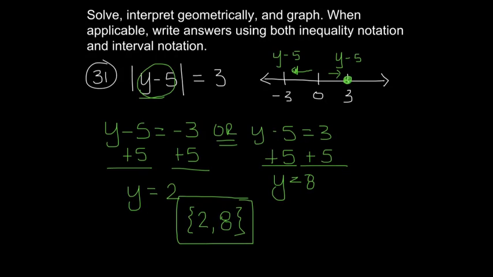If I graph this, again, graphing on a number line means I'm just covering the solutions. So anything that's covered is a solution. In this case, my only solutions are the numbers 2 and 8. So I will put points on 2 and 8. This is not an interval, so we can't write it in interval notation.